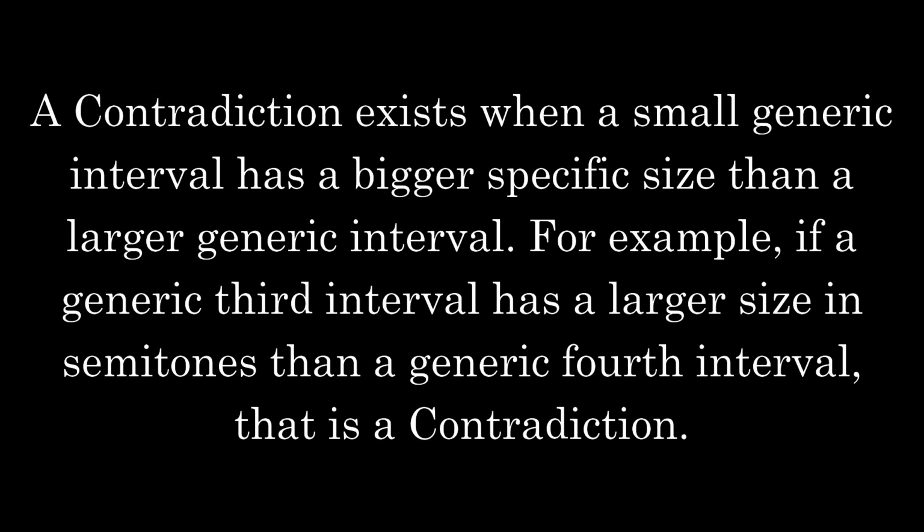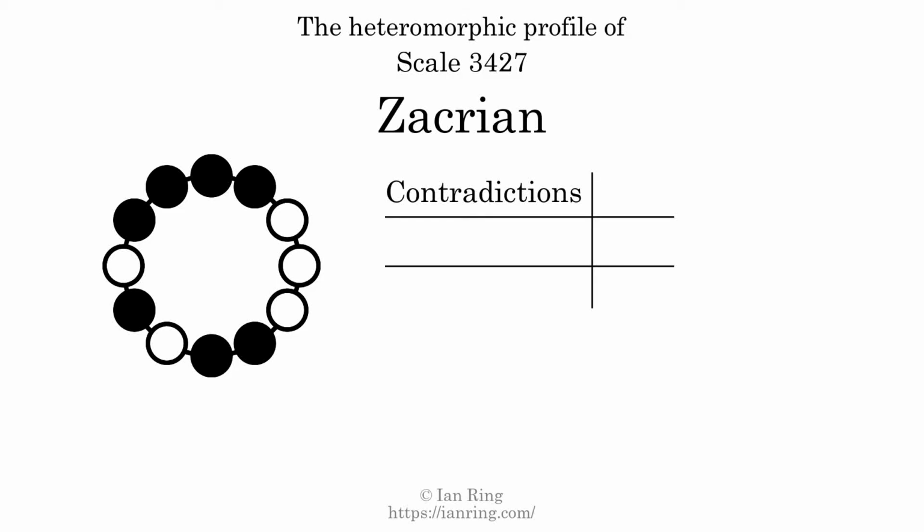A contradiction exists when a small generic interval has a bigger specific size than a larger generic interval. For example, if a generic third interval has a larger size in semitones than a generic fourth interval, that is a contradiction. The number of contradictions in this scale is 25.